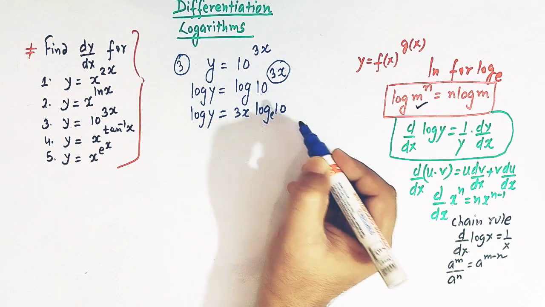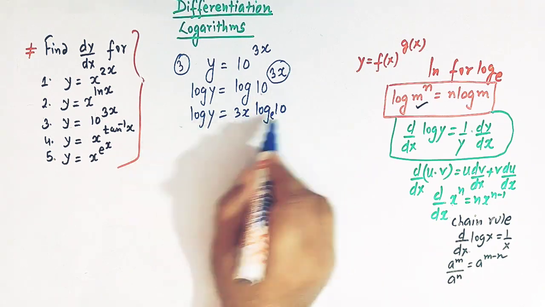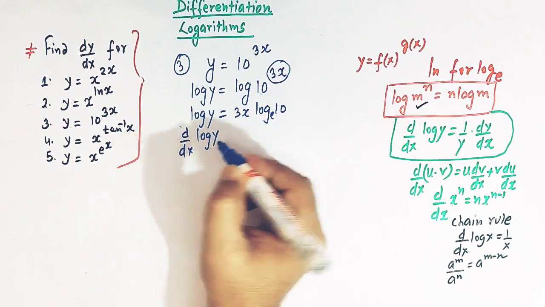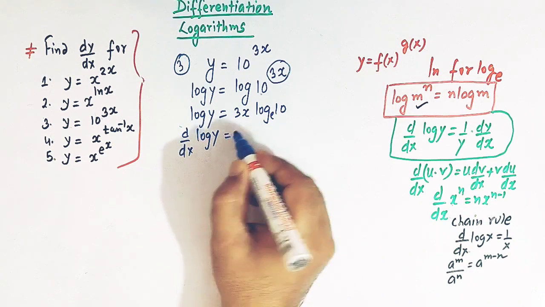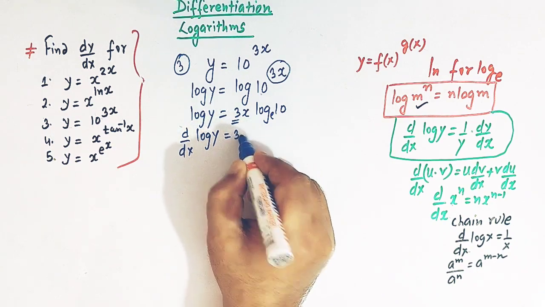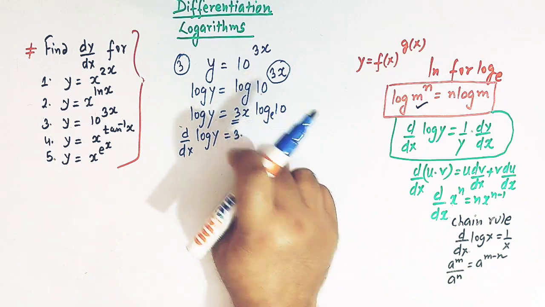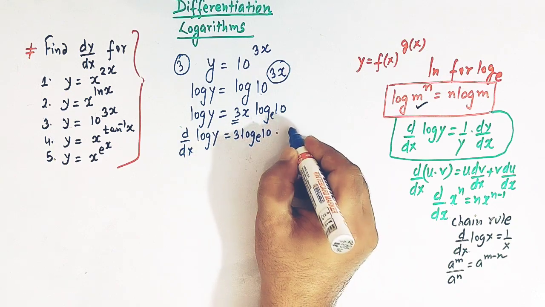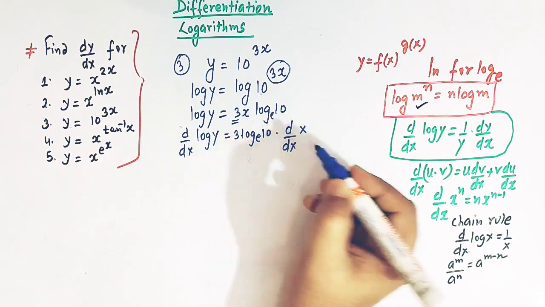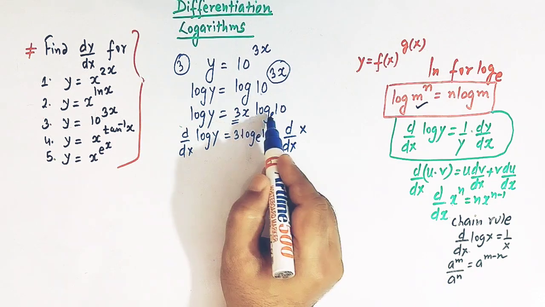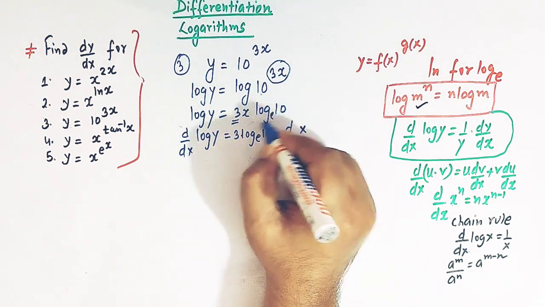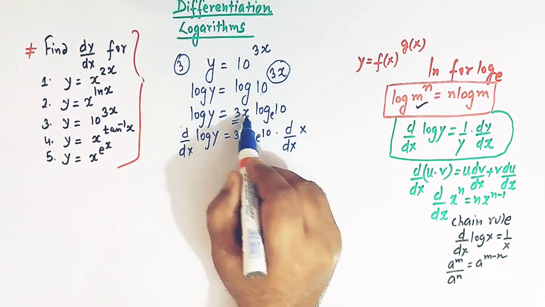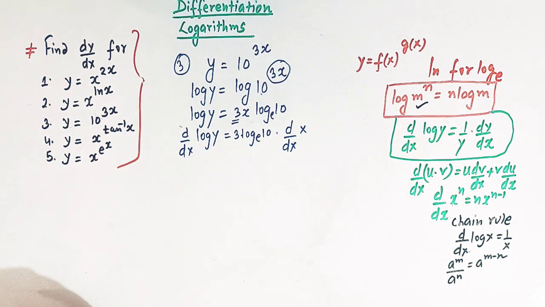And remember here the base is e, right? Now differentiating both sides with respect to x, we have d by dx of log y, and here 3 being a constant, this log of 10 is also a constant, and we have d by dx of x, right? Because 3x log of 10. So 3 log 10 is a constant, so we can take it outside, and we can simply write the derivative of x with respect to x, right?